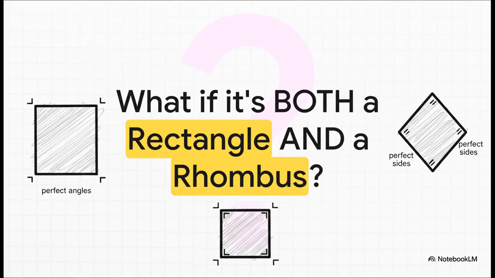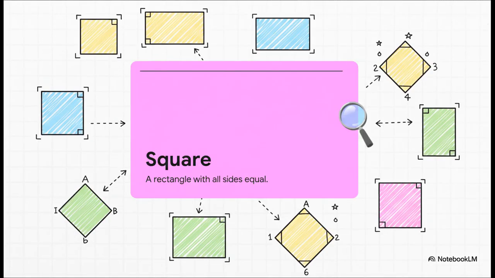Okay, so we've got the rectangle with its perfect 90-degree angles, and we've got the rhombus with its four equal sides. So what do you think happens when a shape is such a superstar that it follows both of those rules at the exact same time? You get the square, the absolute all-star of the quadrilateral family. A square is a rectangle because it has four right angles, and it's a rhombus because it has four equal sides. It's like the straight-A student of the shape world that gets everything perfect.